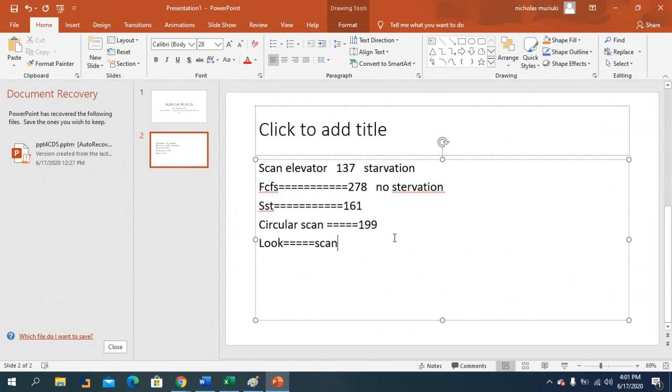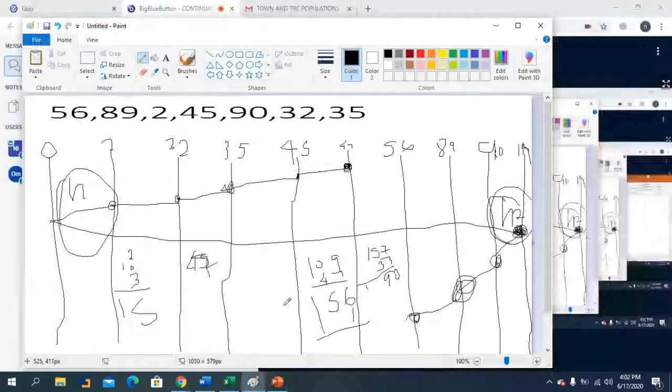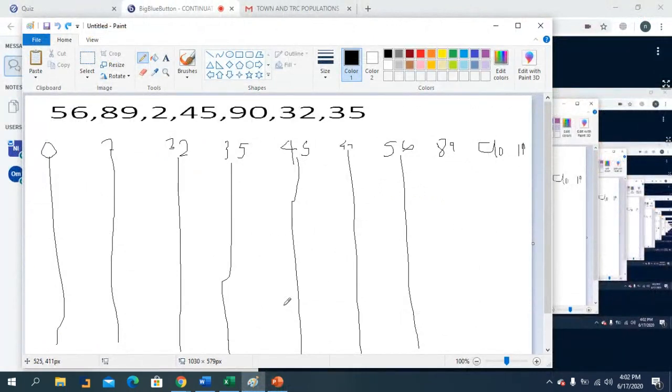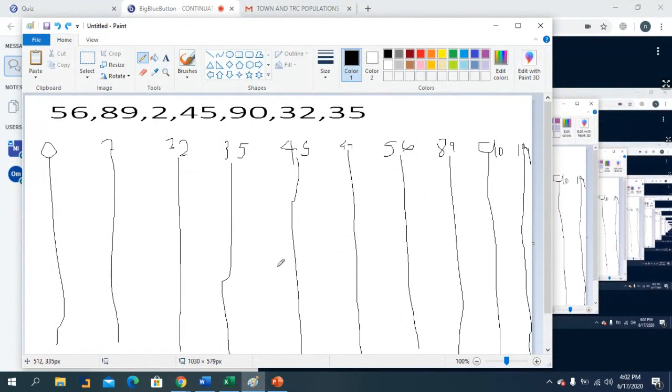It is the same. The only difference that we have within the look algorithm is that we are not supposed to visit 0 or the last track. We visit the tracks that are supposed to be visited. Let me use an example. If I use the same diagram here, if you are moving from 47, so we move towards 45, towards 35, towards 32, towards 2.